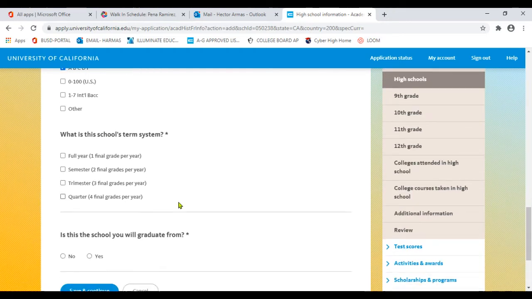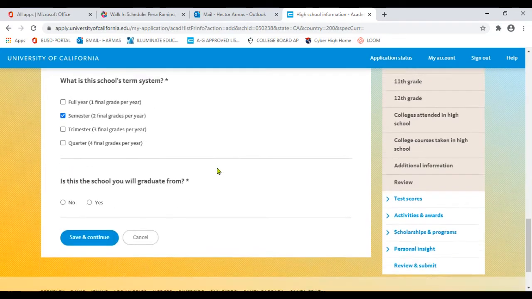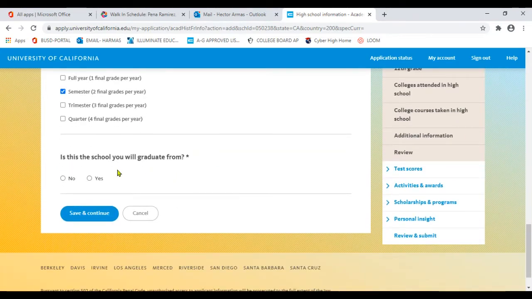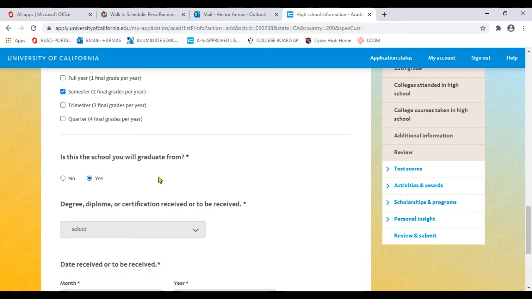grade. Okay, what is the school's term system? We're going to say we are in the semester system. We have 2 semesters, fall and spring. And is this the school that you're going to graduate from? And I'm going to say yes, absolutely.